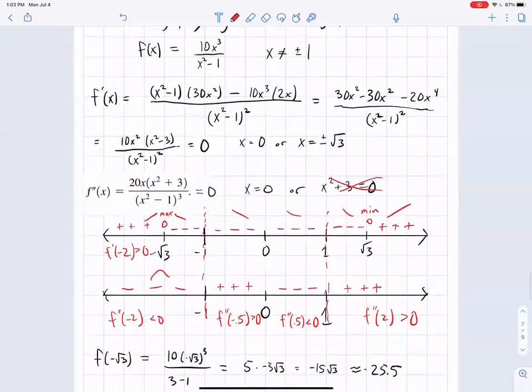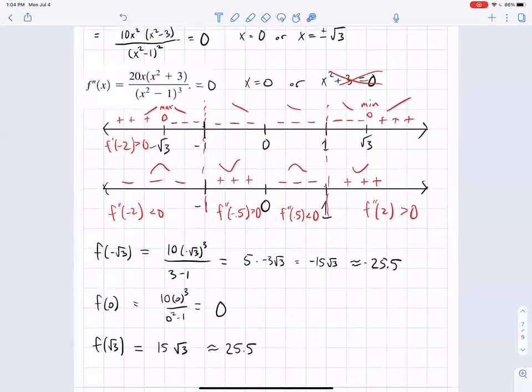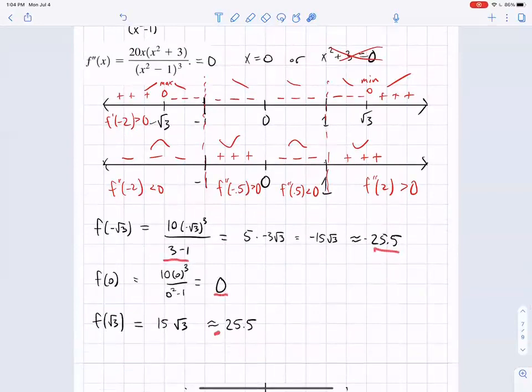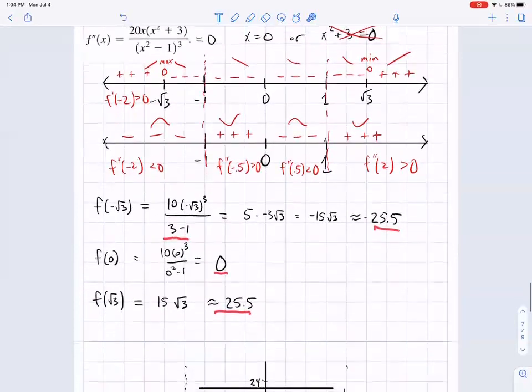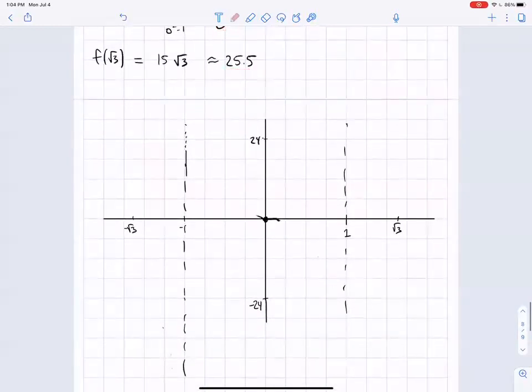So it'll be concave down, concave up, concave down, concave up. And so these technically are not inflection points. The reason being is because these are not points of the function, right? Those are the asymptotes. And then to kind of anchor it, we'll get what the max value is. So when you plug in -√3, you get roughly -25.5. If you plug in 0, you get 0. And if you plug in √3, you get 25.5. And so this is what our function will look like.